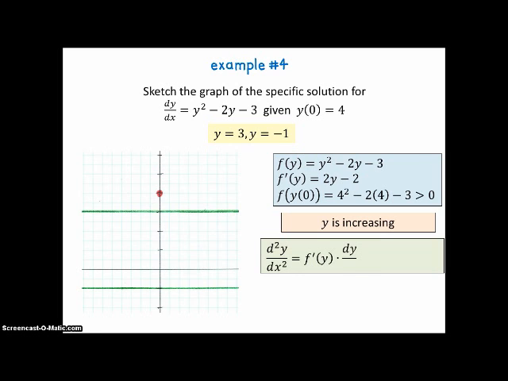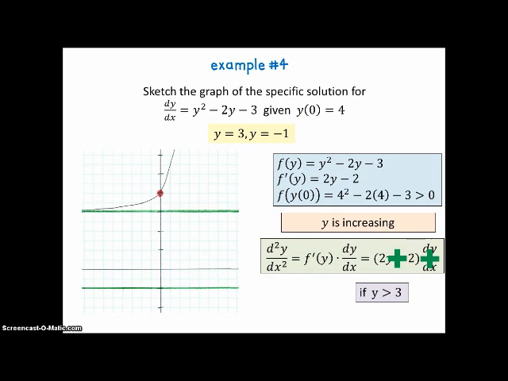Now, the second derivative is f prime of y times dy/dx, which is 2y minus 2 times dy/dx again. But this time, we know that dy/dx is positive because y is increasing. And since y is greater than 3, we know that 2y minus 2 is also positive. That gives us a positive value for the second derivative, so we have a graph that's concave up. Increasing, concave up. Looks something like that.